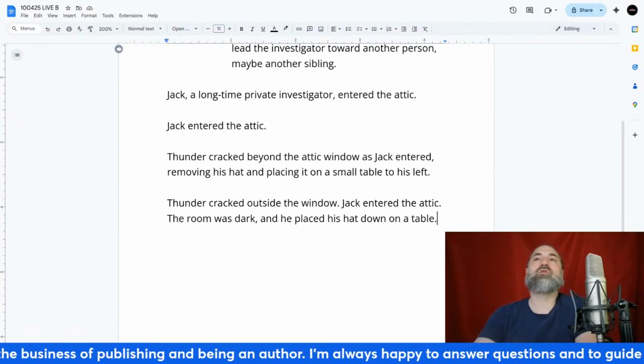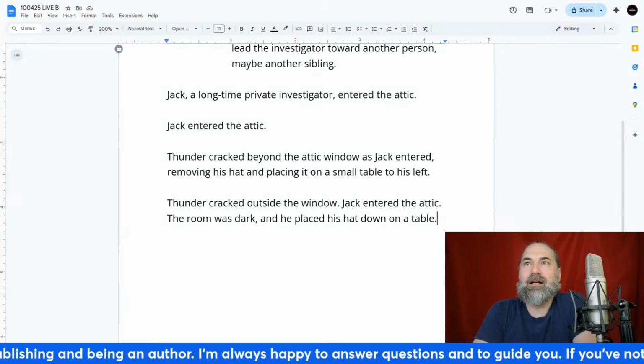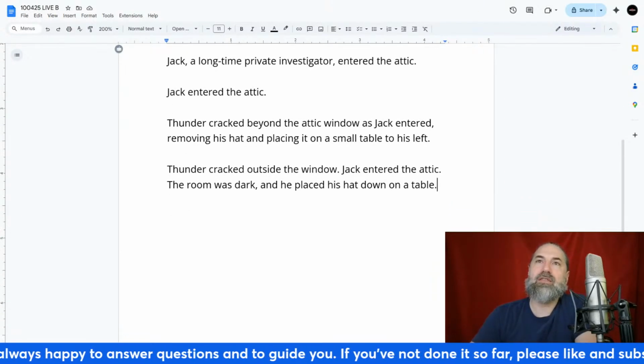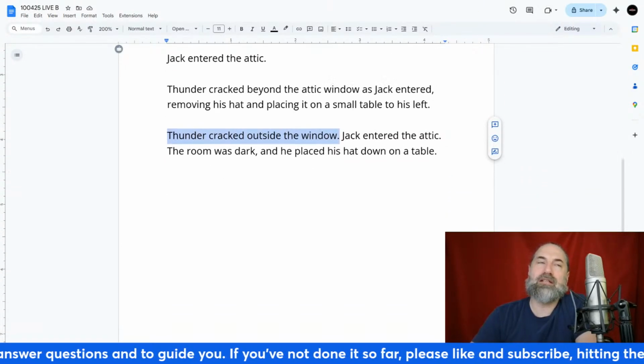Now let's do a slow pace that is also a slow read. Okay. And by the way, this is a slow read, and the reason, let me go over that real quick.